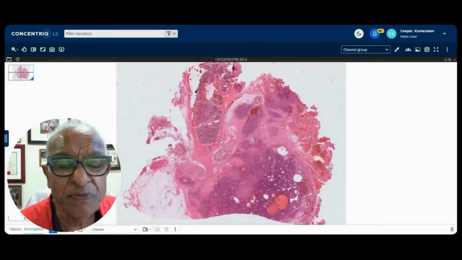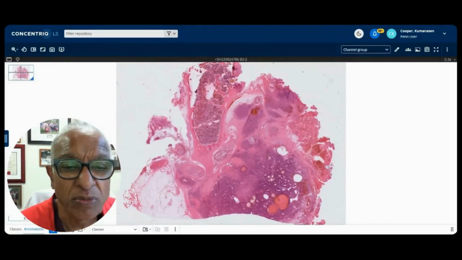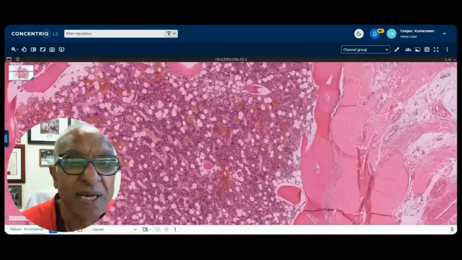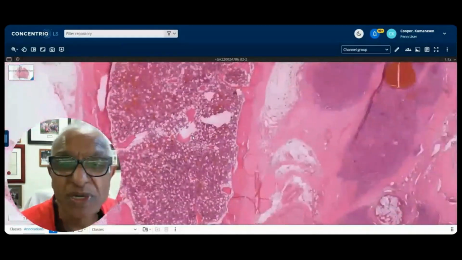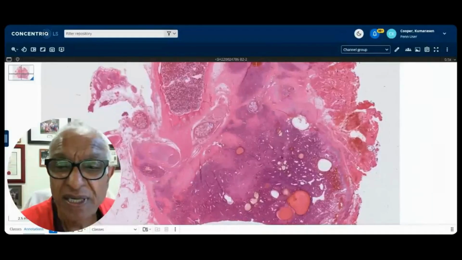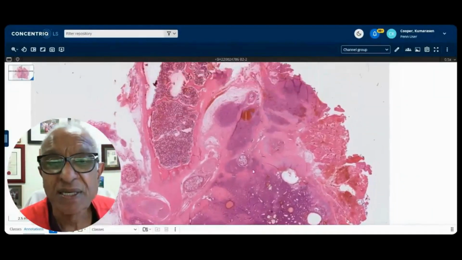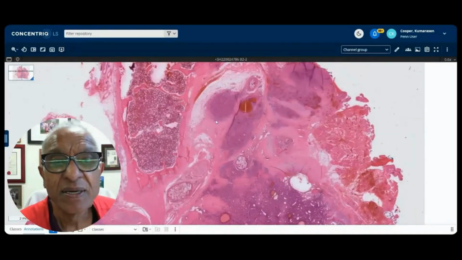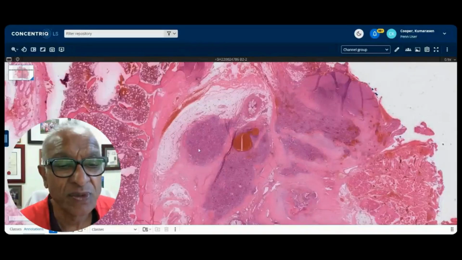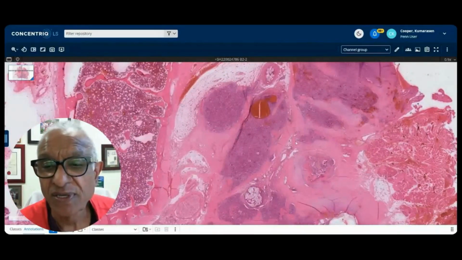Just on low power, you can appreciate that there's some normal bone here on the top left-hand corner, and I'll show it to you. Marrow elements and trabecular bone, and you can see the tumor here in the bottom right, which is invading or breaking out into the surrounding soft tissue here as well. So clearly involving soft tissue.